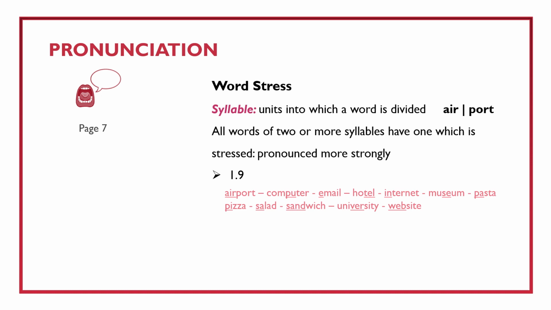Computer. So computer has three syllables in general, but the second syllable is pronounced more strongly. Computer. Email. Hotel. So as I pronounce the word, I have to pronounce the syllables that don't have stress less strongly, like weaker.